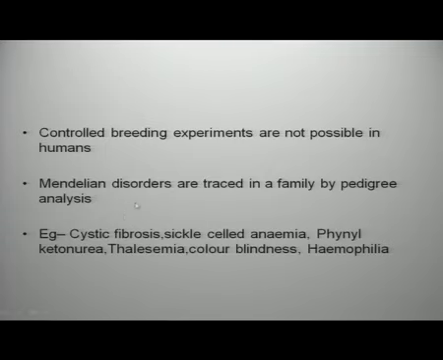Any Mendelian disorders that can be traced out in a family, how it is inherited or transmitted to the next generations, that can be studied with the help of pedigree analysis. For example, cystic fibrosis, sickle cell anemia, phenylketonuria, thalassemia, color blindness and hemophilia. All these characters, all these traits and their inheritance, can be studied in a family by using this method of pedigree analysis.